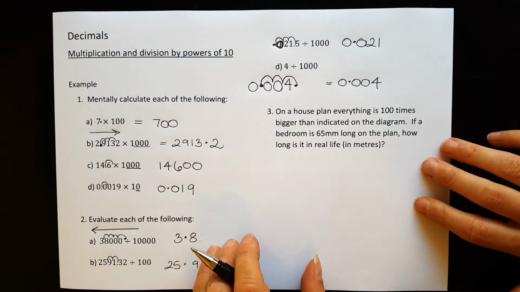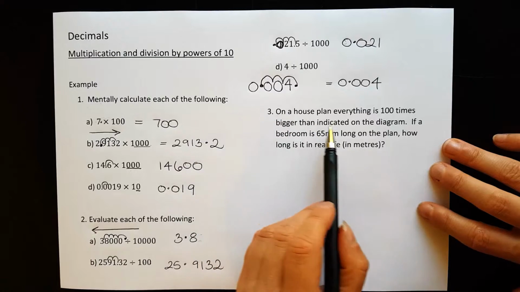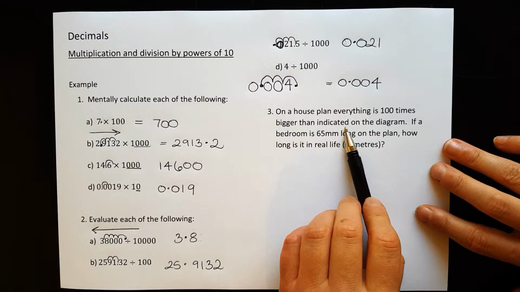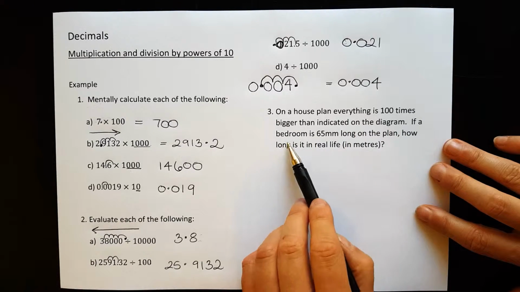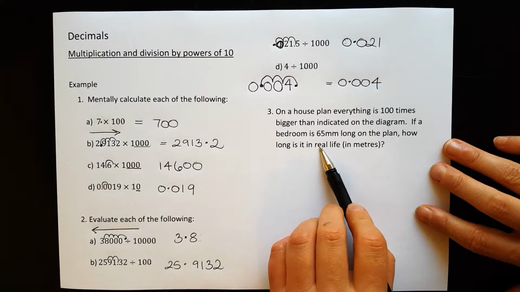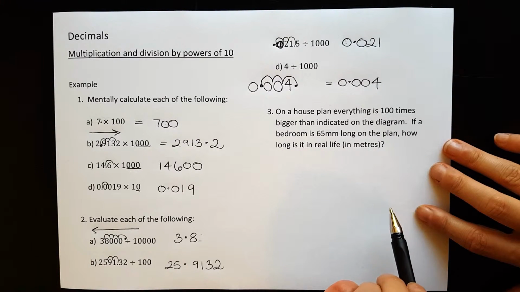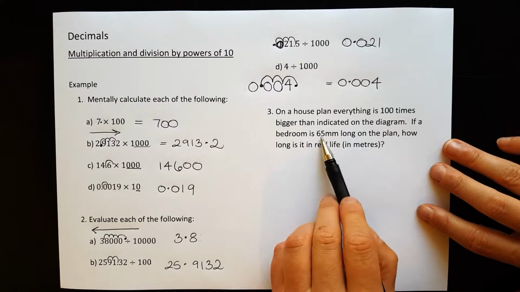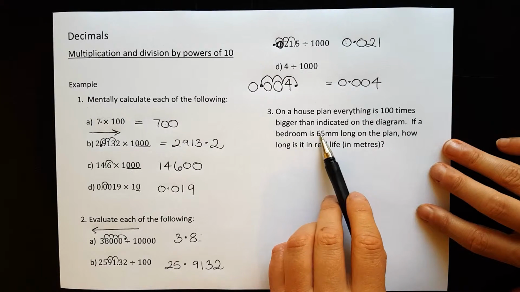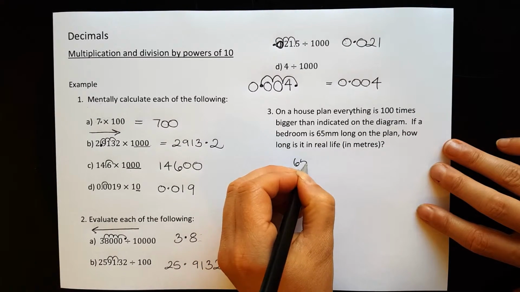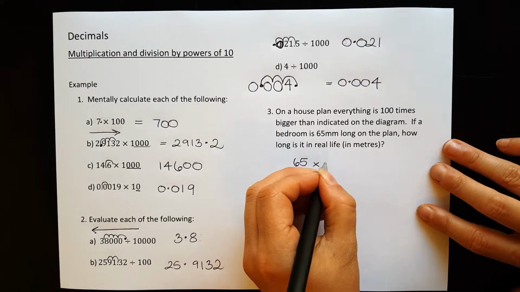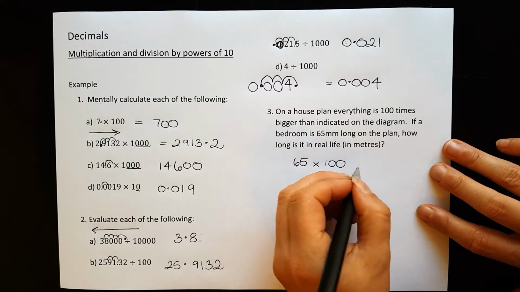All right, let's look at the wordy question. Number 3, on a house plan, everything is 100 times bigger than indicated on the diagram. If a bedroom is 65 millimeters long on the plan, how long is it in real life in meters? Okay, so the question said everything is 100 times bigger in real life. So if it's 65 millimeters long on the plan, on the map that they have of it, I would need to make that 100 times bigger.